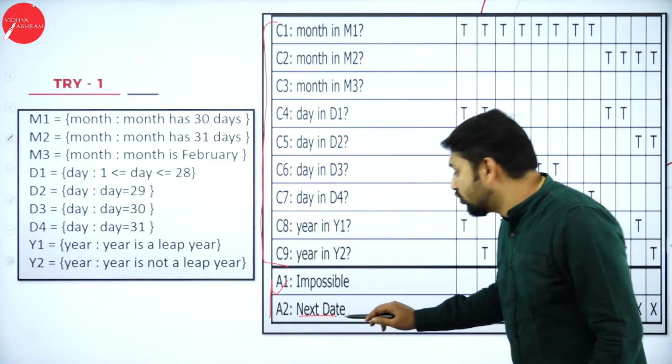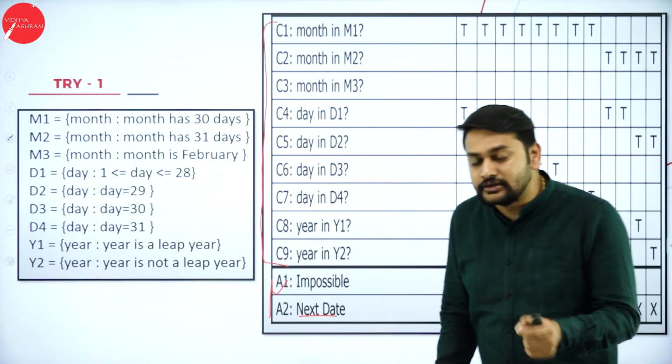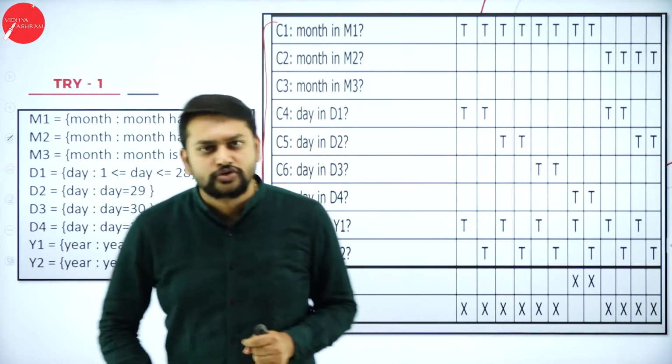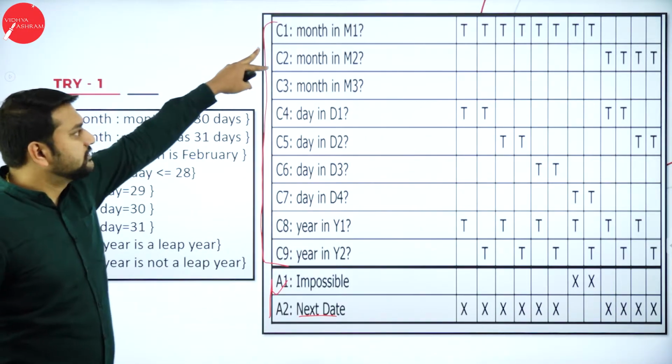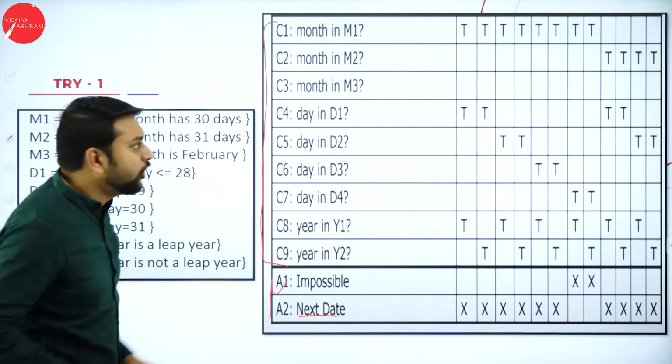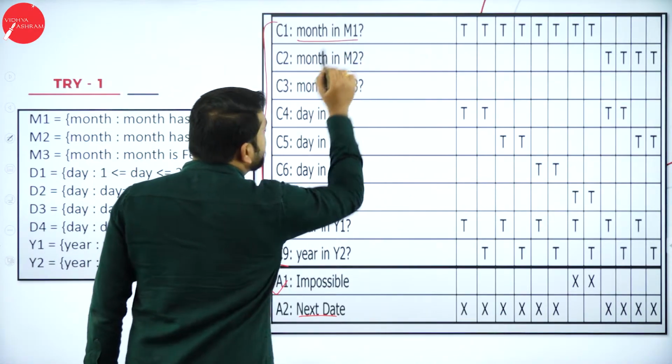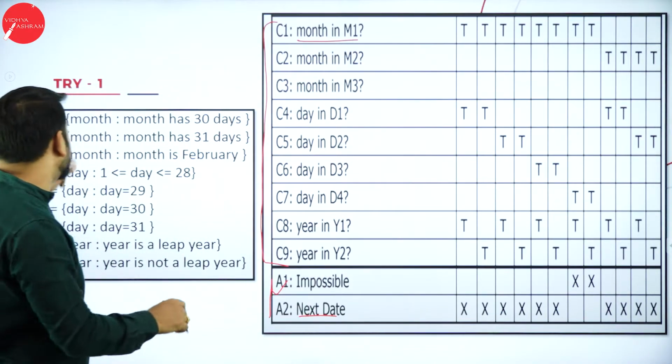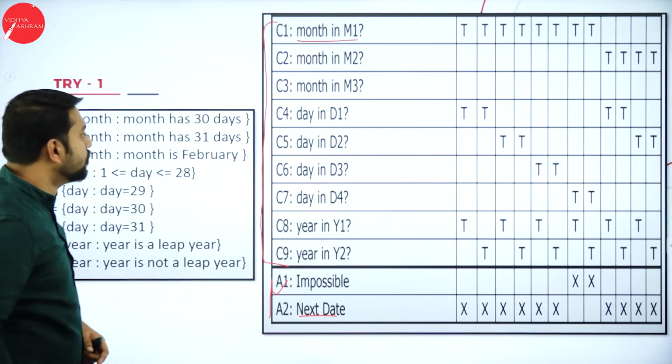And when it comes to A2, I have next date. So that's what you need to understand. So fine. What is the meaning of C1? C1 in the sense month in M1. So this is the first condition. That's what you need to understand.